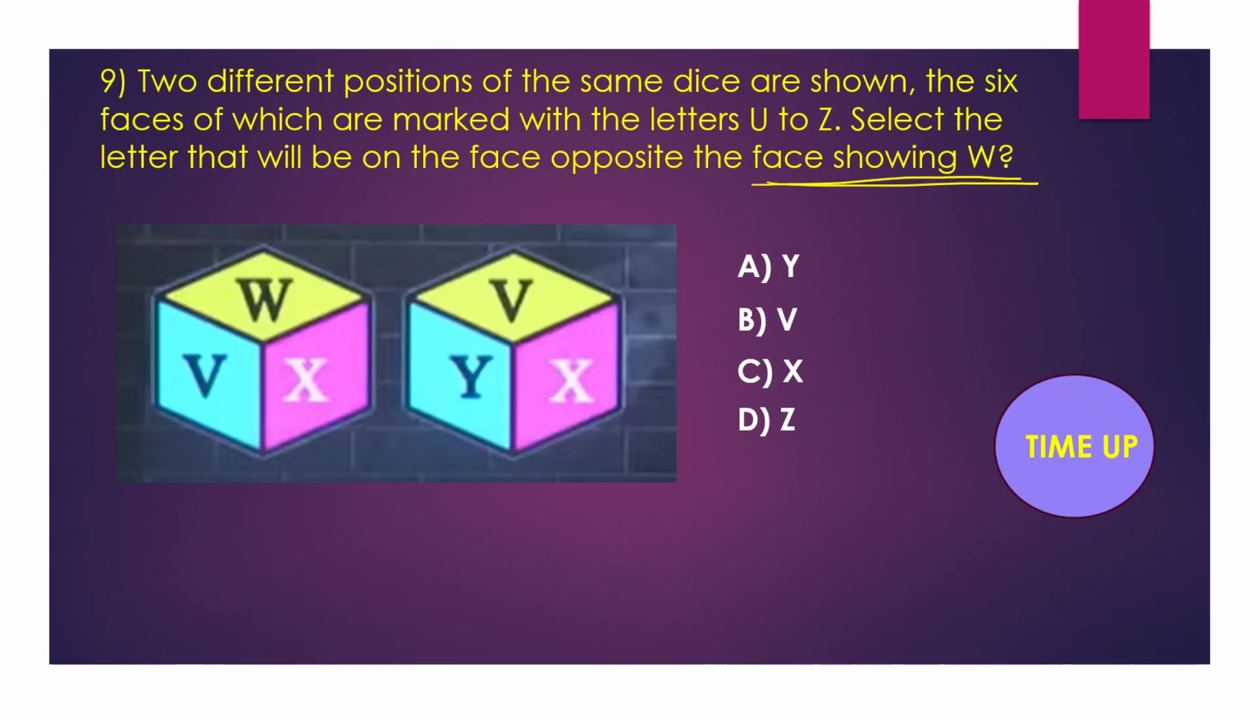So how many faces are common in the dice here? How many faces are common? V and X are common here, correct? So two faces are common in the dice. When two faces are common in a dice, whatever leftover letters are there, they become the opposite pairs. So what is the opposite of W? Y. They have asked what is the opposite of W. So the opposite of W is Y. Okay.